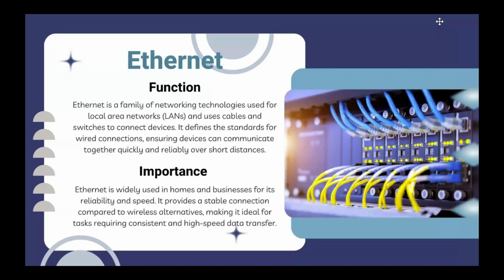Now we're going to talk about Ethernet. Ethernet is a family of networking technologies used for local area networks, or LANs, and it uses cables and switches to connect devices. It defines the standards for wired connections, ensuring devices can communicate together quickly and reliably over short distances. It's widely used in homes and businesses for its reliability and speed. It provides a stable connection compared to wireless alternatives, making it ideal for tasks requiring consistent and high-speed data transfer. And on the right is what an Ethernet cable looks like.